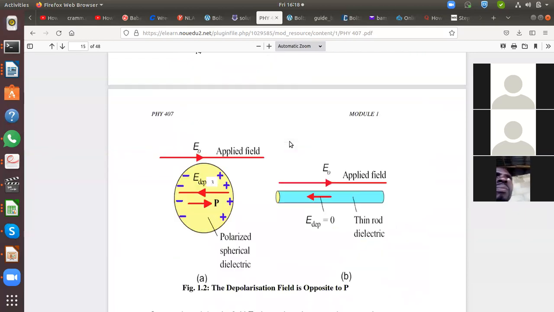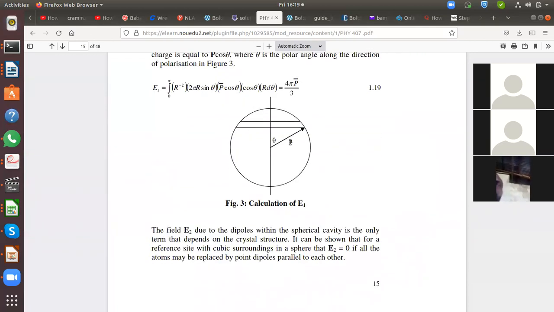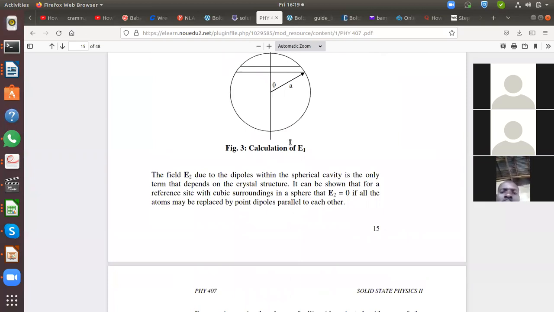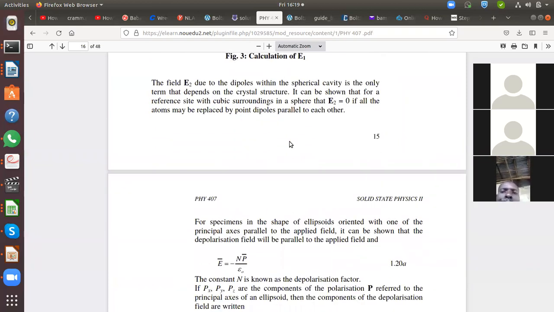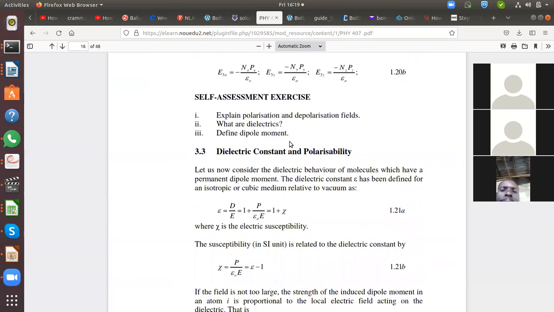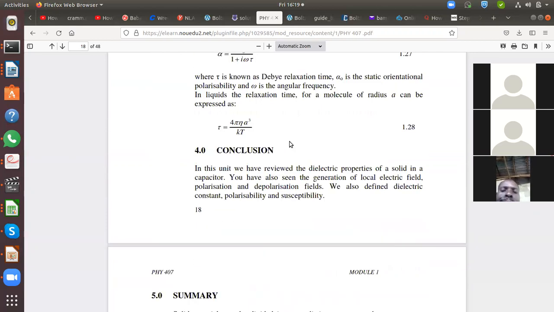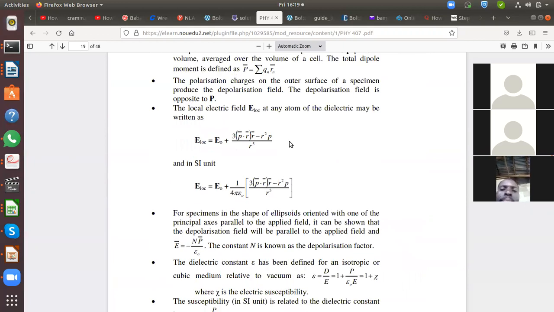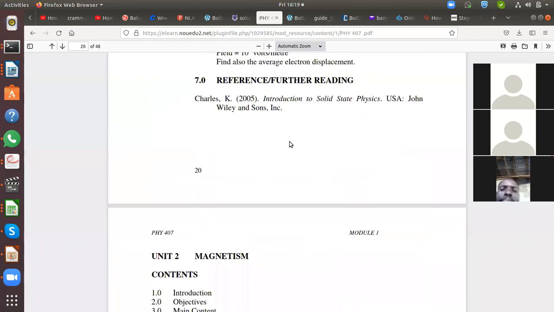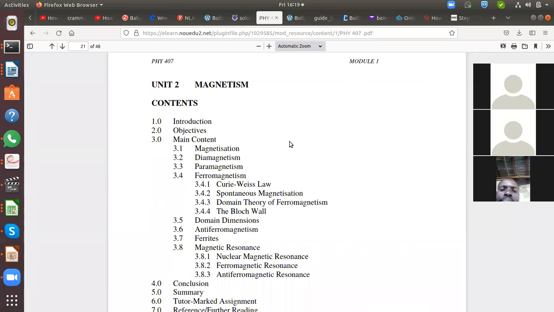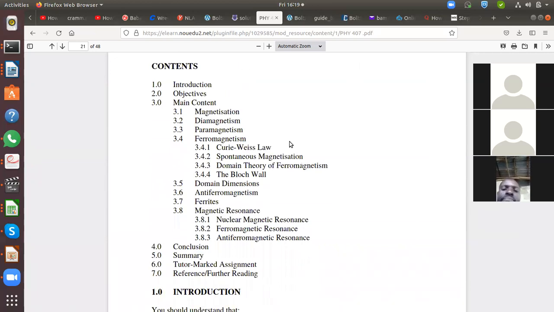So we discuss all this in the second and third week, and I think we should be able to cover all these things. Thereafter, we proceed to Unit 2. Most of the concepts in Unit 2 are on magnetism. So most of the things we are going to be dealing with is: what is the concept of magnetism? That's what we're going to be discussing.